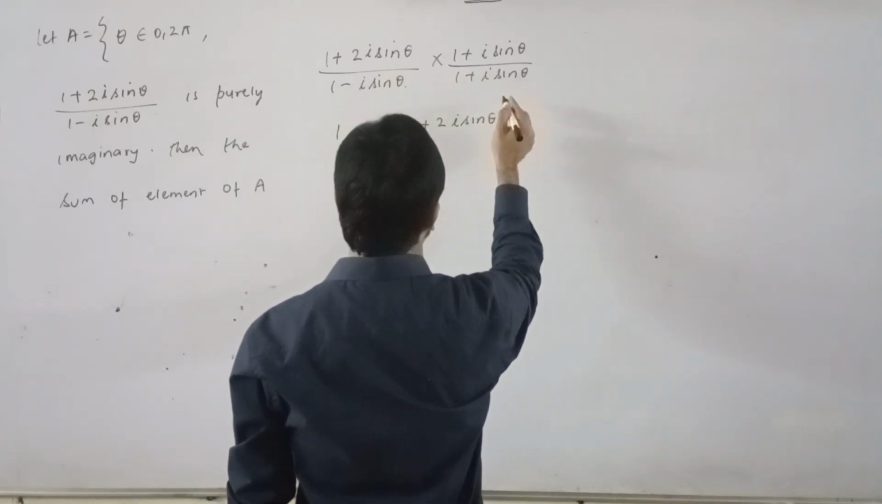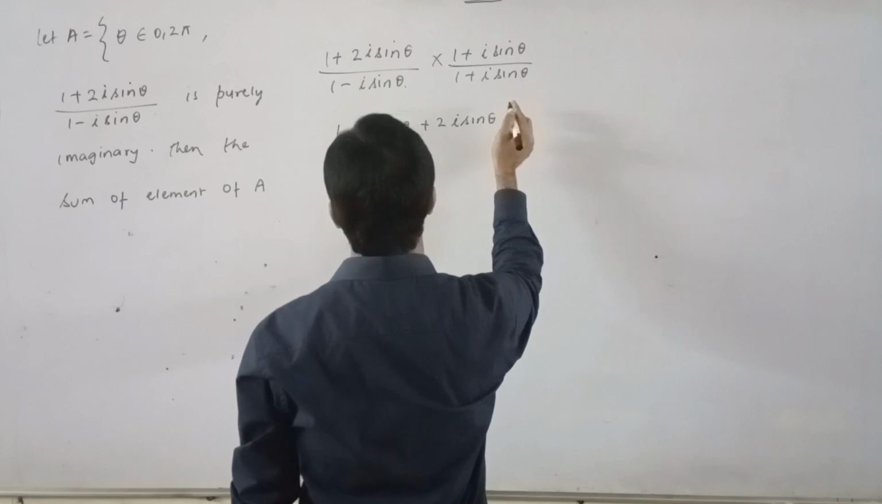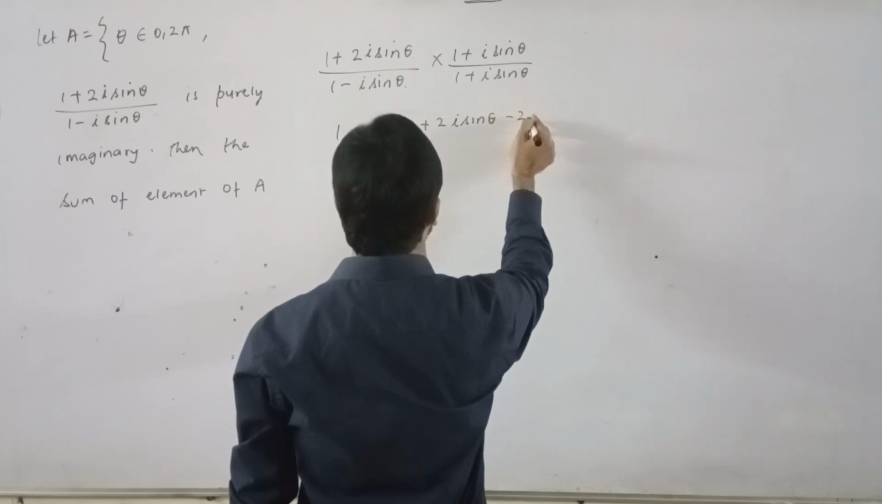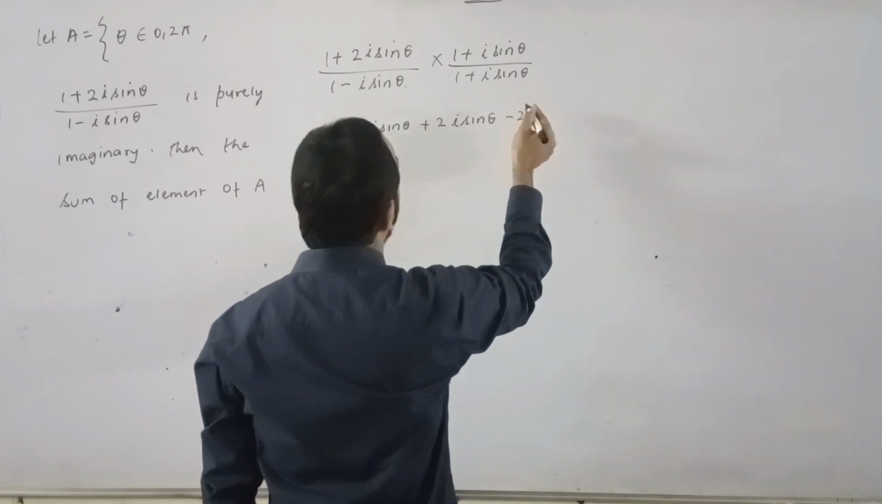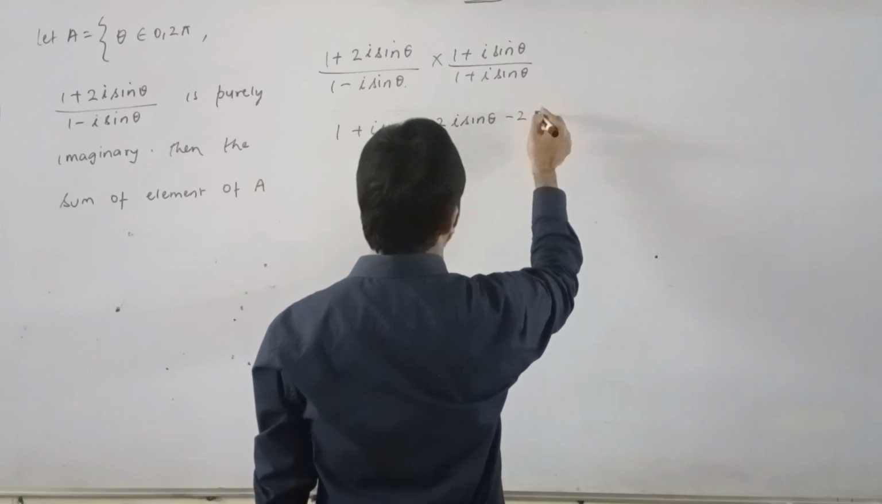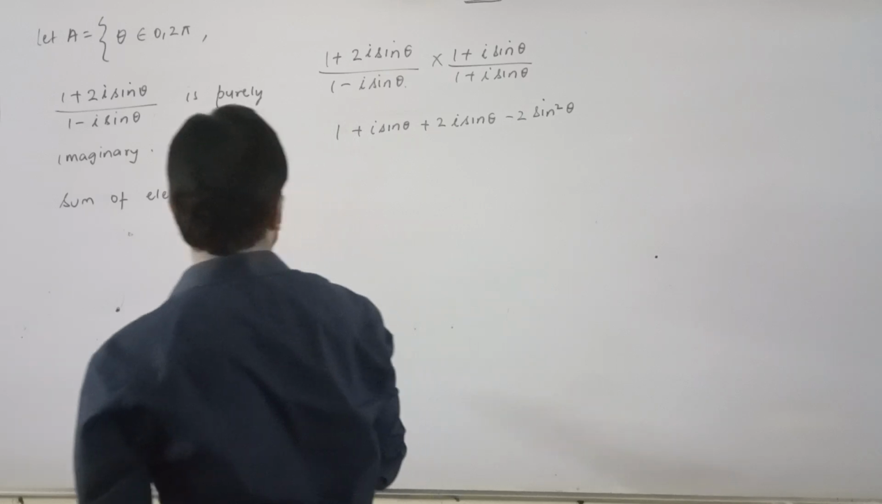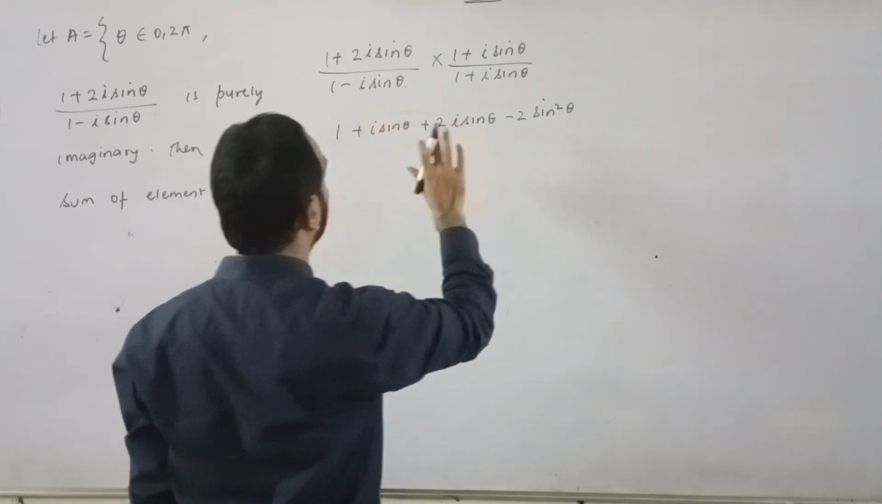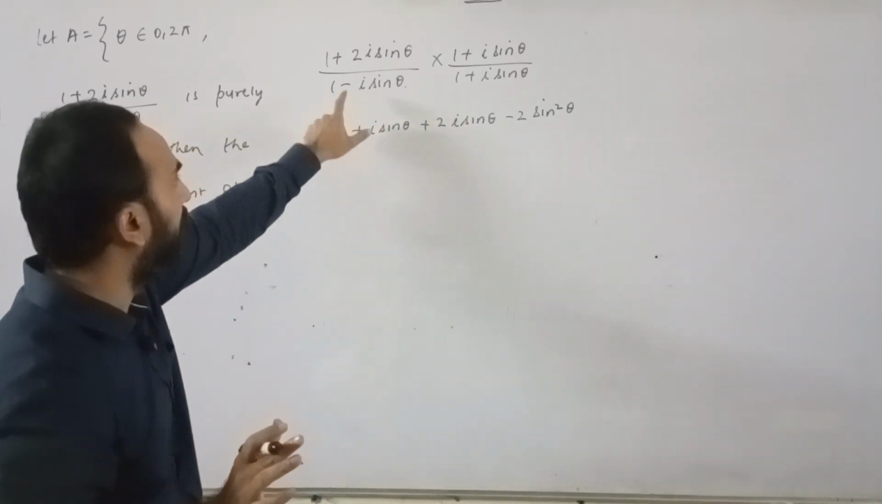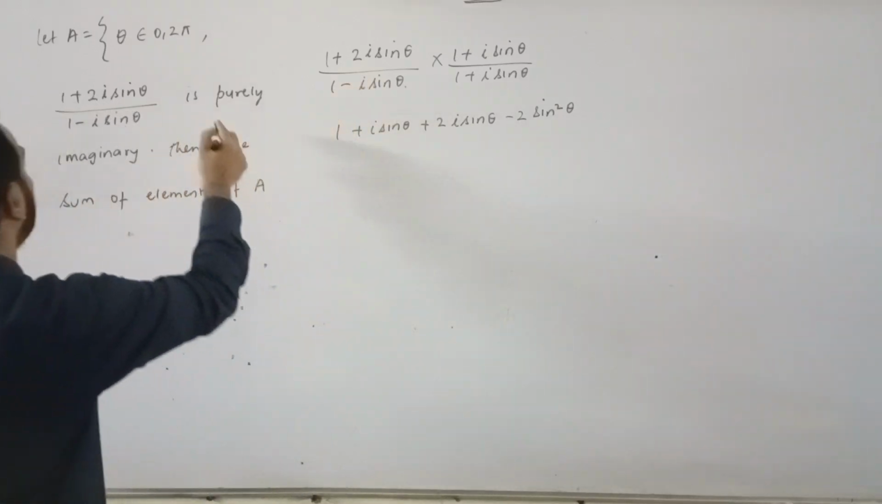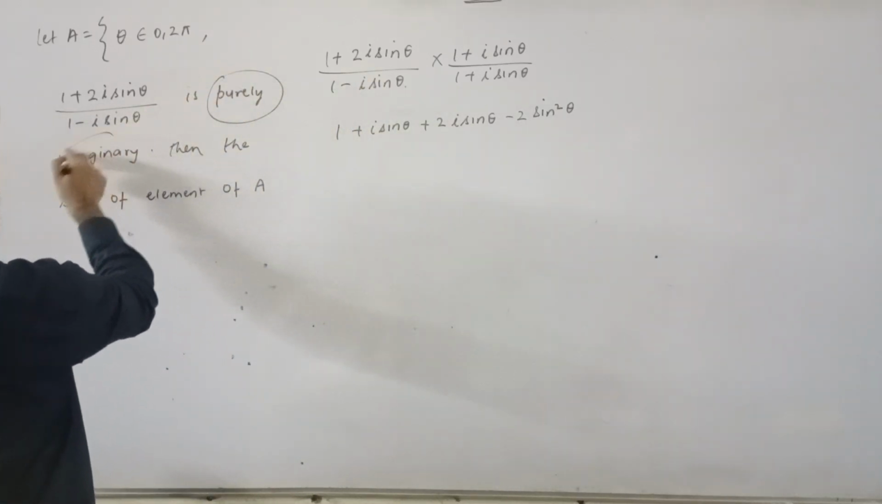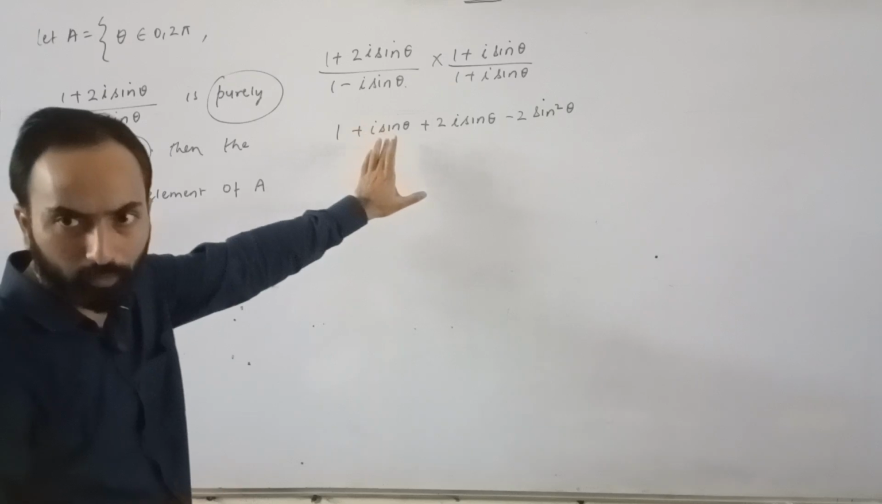Sin square theta. So this i into i is what? Minus 1. So this will become minus 2, and i square is minus 1, so this will become minus 2 sin square theta, correct? Now again it is saying that the real part is what? It is given that it is purely imaginary. So real part is equal to 0.